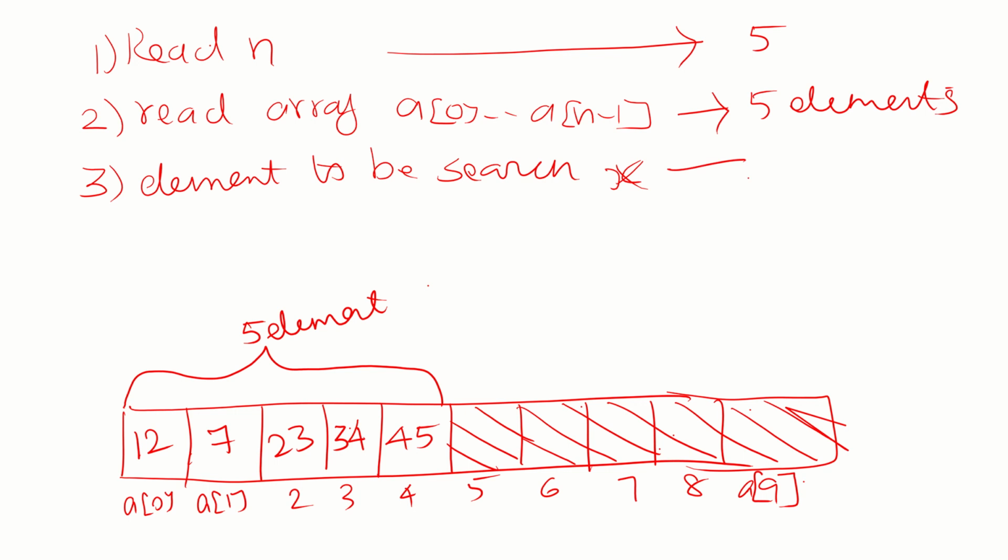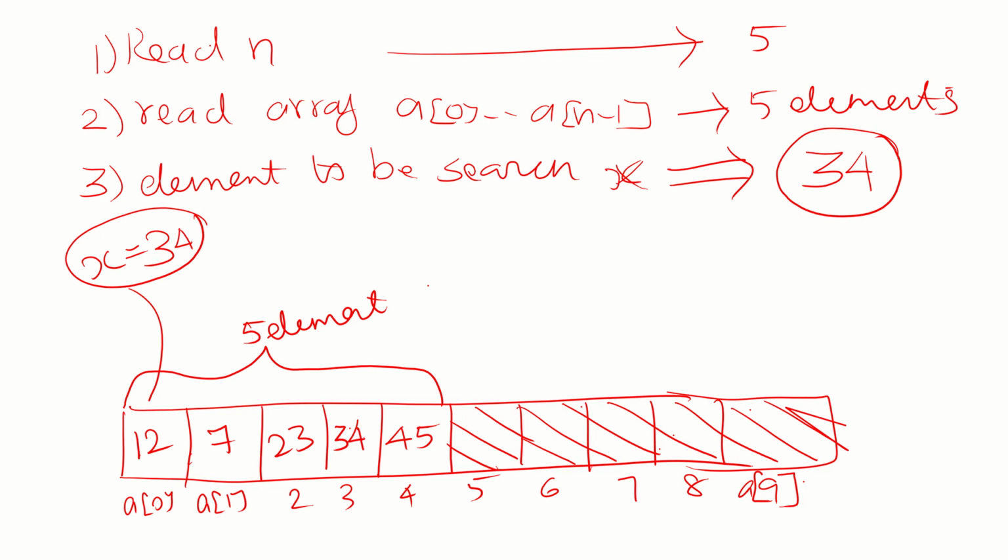Now we have to enter the element to be searched. If I say the element to be searched is equal to 34, we have to search for the element 34 in my array. First I will compare the element to be searched, 34, with the first element. Whether 34 is equal to 12? No, it is not matching. Then we compare with the next element. No, not matching. Next element, is it matching? No. We compare with the next element.